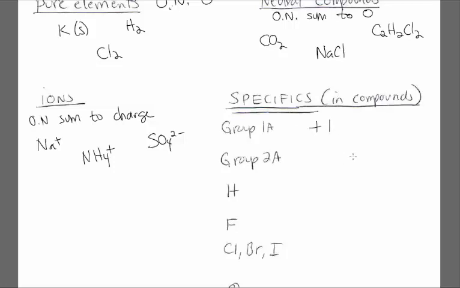All right, and some specifics that you should just learn are group 1A elements will always have a +1 oxidation number. Group 2A will always have +2 when they're in compounds, okay, not when they're by themselves. Pure elements will always be 0. Hydrogen will almost always have a +1. There are exceptions. It will be -1 when it's with metals or boron.